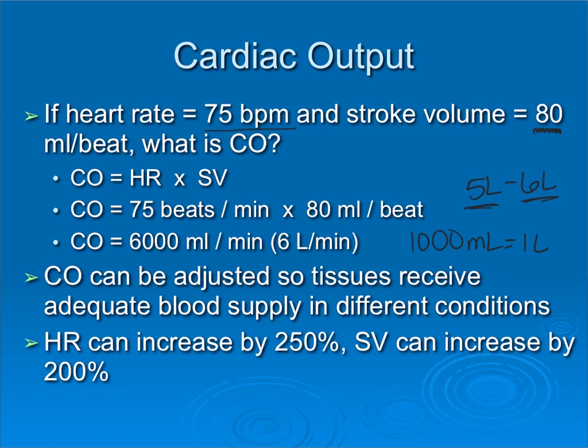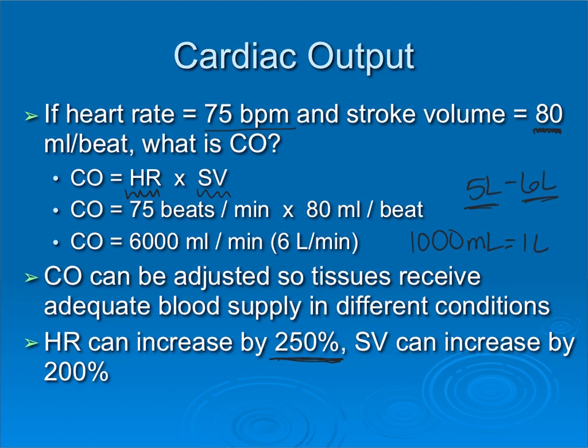So we would want to adjust the amount of blood the body's getting when the demands of the body increase. When you're working out or when you're stressed, we would need to increase the cardiac output. Okay, so we could increase that again by changing the heart rate and/or stroke volume. So we can increase heart rate up to a total of 250%. Stroke volume can be increased up to an additional 200%.